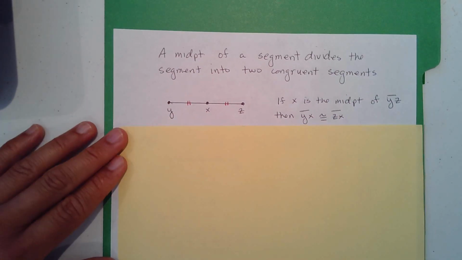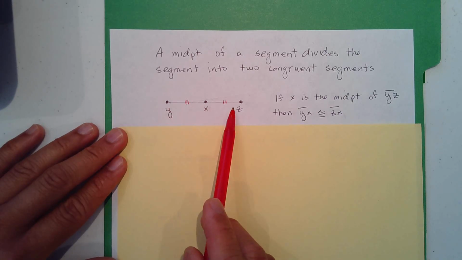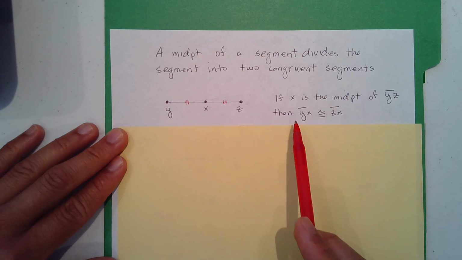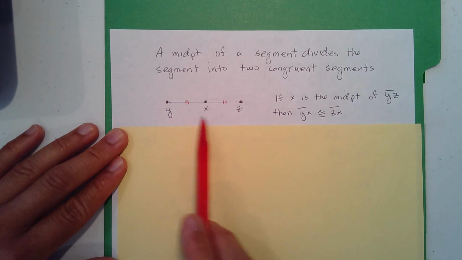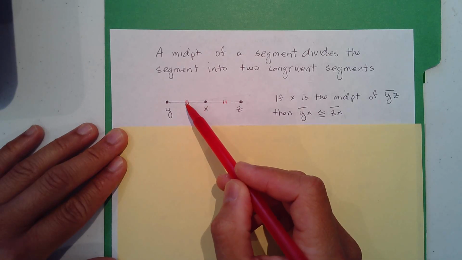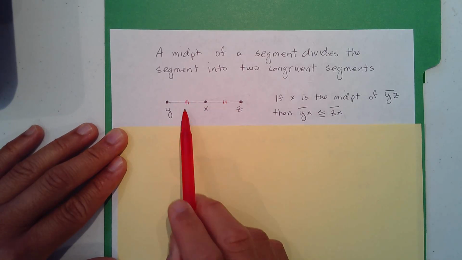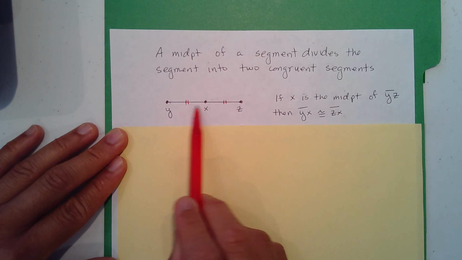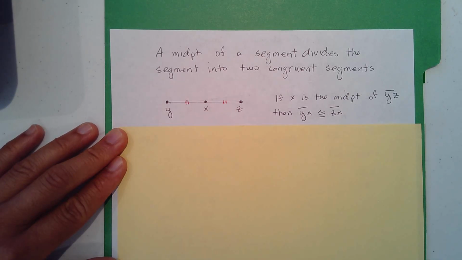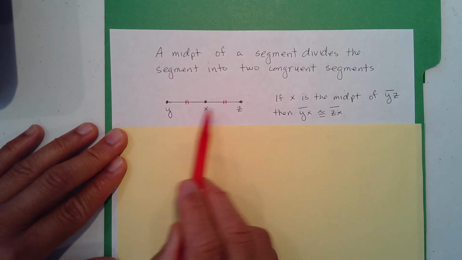Okay. So here's segment YZ. If X is the midpoint of YZ, then YX and ZX are congruent. Now when you see these two little hash marks, if there are two on each side, that means they're congruent. If you had one hash mark and one hash mark, they're congruent. So these are what you call congruent marks.